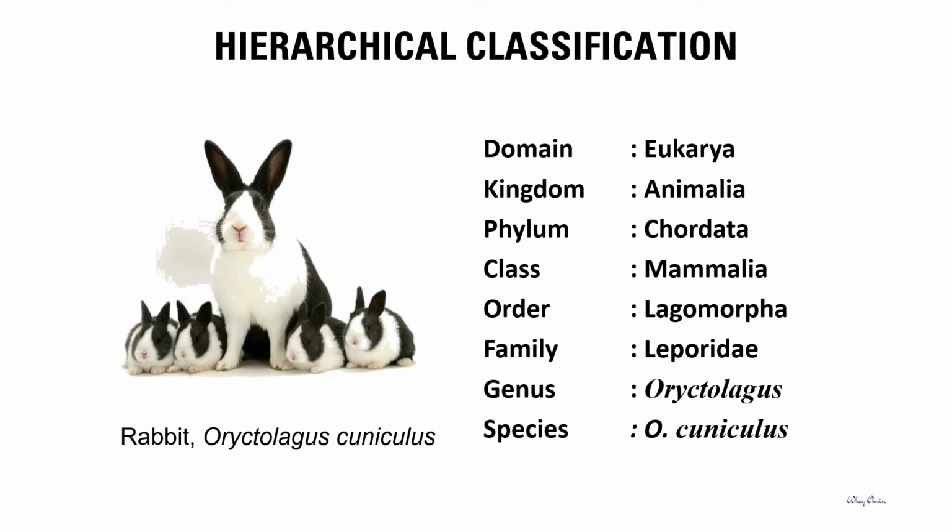So here is the example of how rabbits are given a scientific name, which is Oryctolagus cuniculus, based on the hierarchical classification from the domain until the species. So this is the way of writing the species name. Even though we know that the second term, cuniculus, refers to the species, we should write the genus at this level as well.